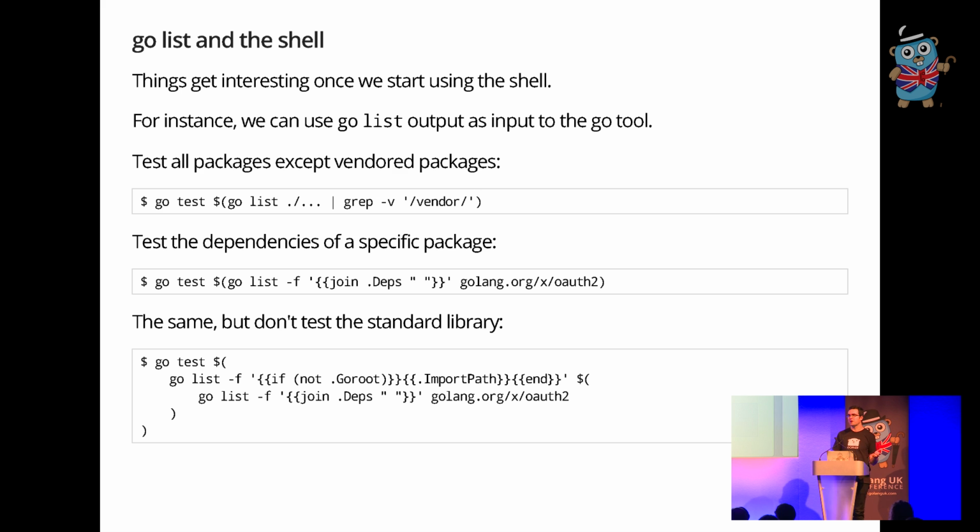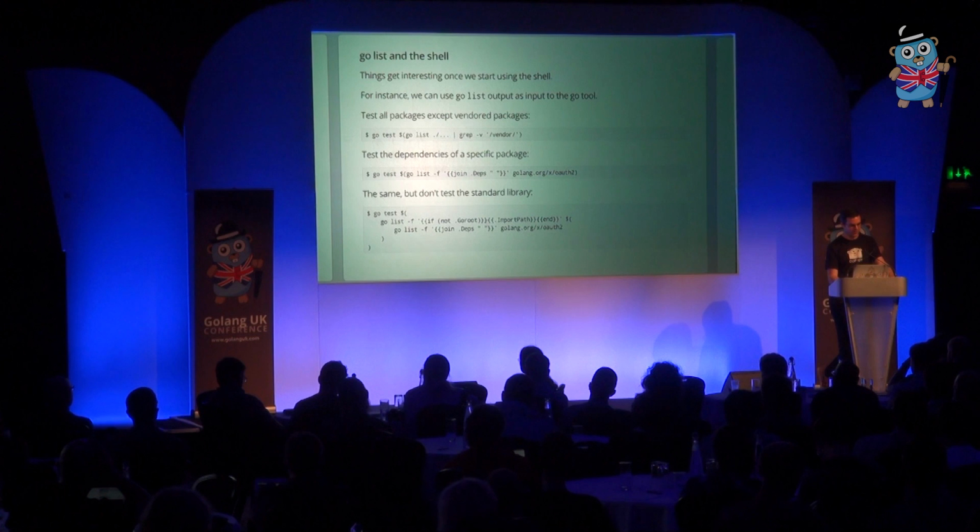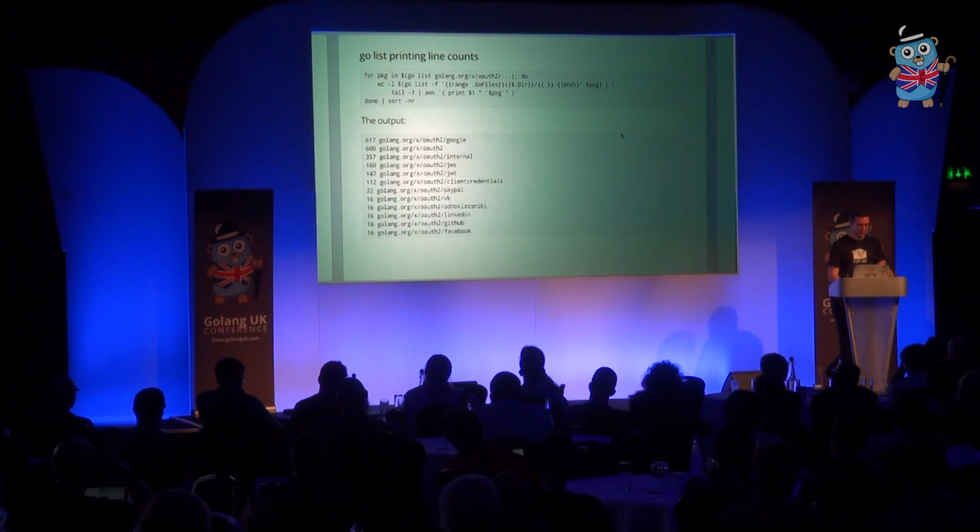If I wanted to do the same thing, but I don't want to waste my time running standard library tests because I'm running the stable version of Go and I trust that the tests pass, I can do the same thing. I go list the dependencies for OAuth2, but this time I do another go list to filter that dependency list, where I'm saying if this package is not in the Go root, print the import path. So it will only give me import paths that are outside the Go root. And then I pass all of those into go test. But I've got to go a step further, of course.